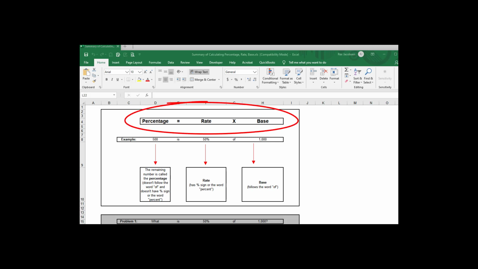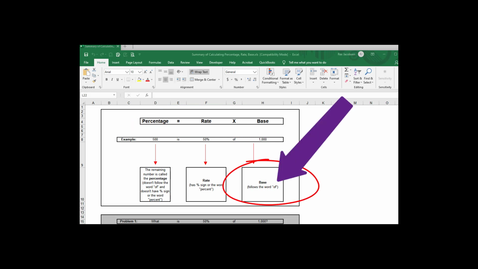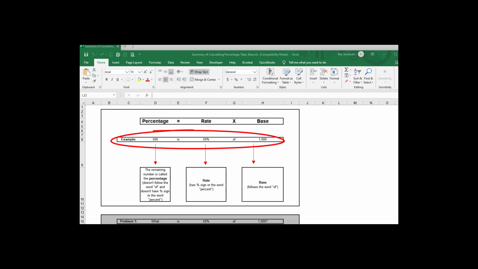The easiest one to identify is the base, because the base always follows the word of. For example, in this statement, 500 is 50% of 1,000. We know that 1,000 is the base because it follows the word of.